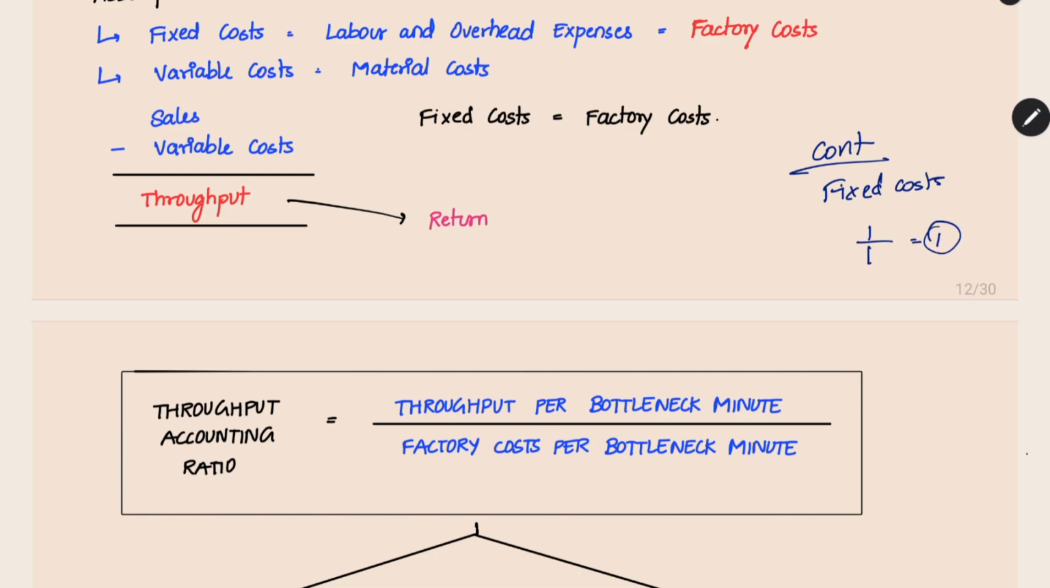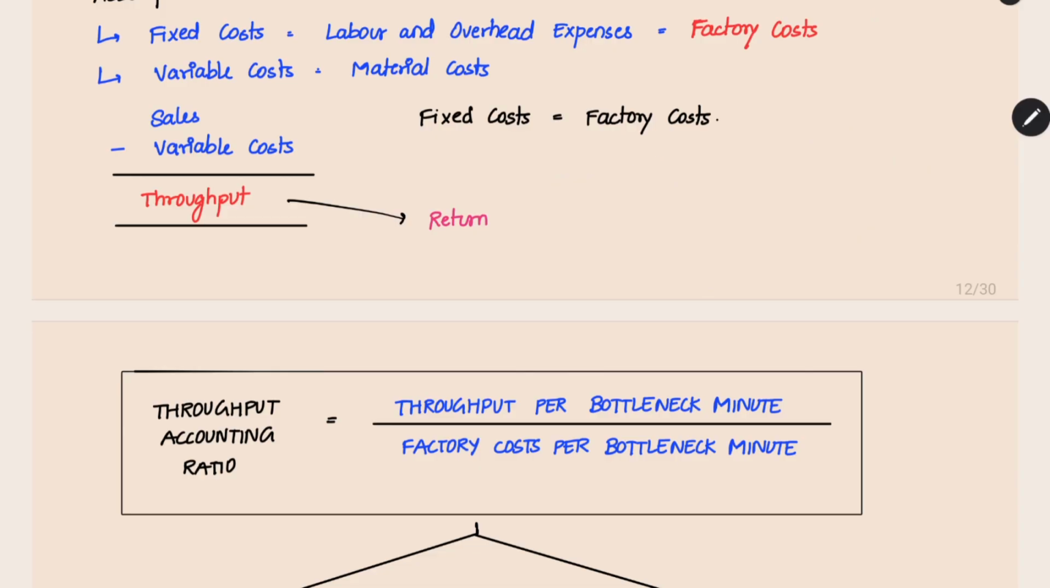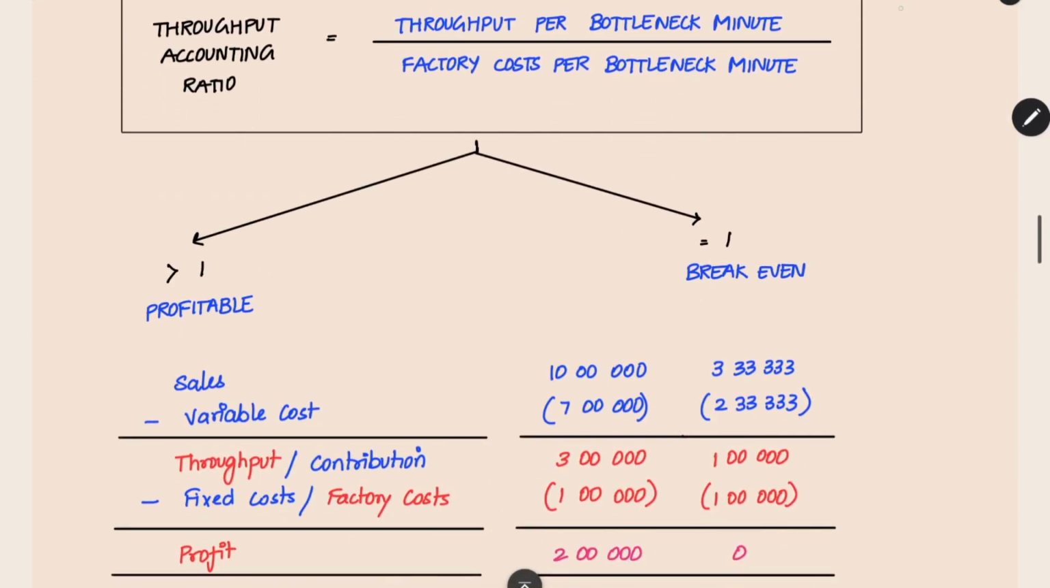If contribution is equal to fixed cost, there will be no profit, no loss, a break-even situation. If the profit is more, that is, contribution is more and fixed cost is less, you will get a positive profit. For example, if contribution is 10 lakh and the fixed cost is 5 lakh, here you will get a result of 2. This will be more than 1, and then you will have profit because contribution is more than fixed cost. That is what they are saying here. More than 1 is profitable, equal to 1 is break even.